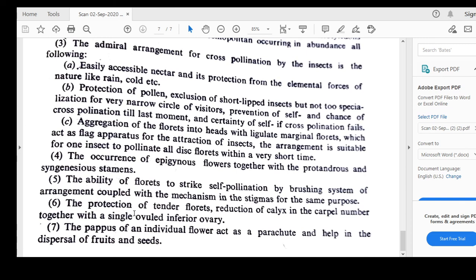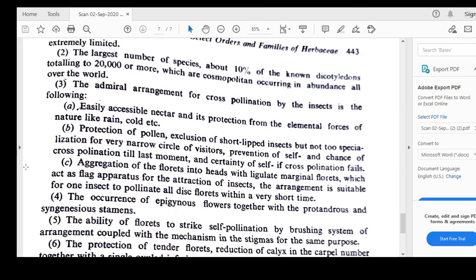The protection of tender florets, reduction of calyx and carpel number, together with a single-ovule inferior ovary, and the pappus of an individual flower acts as a parachute and helps in the dispersal of the fruit and seeds.